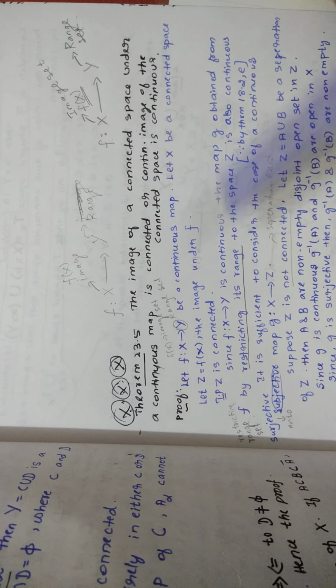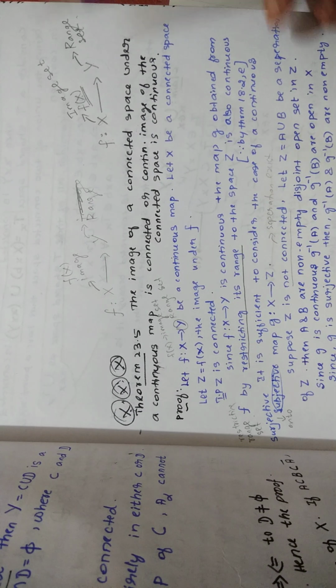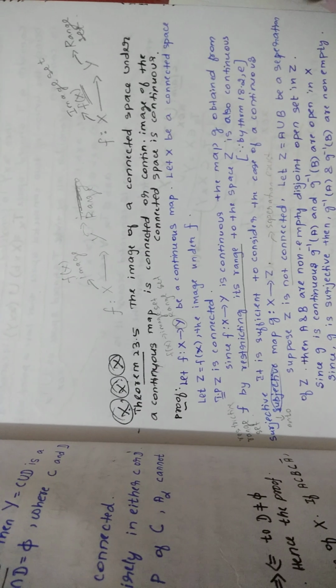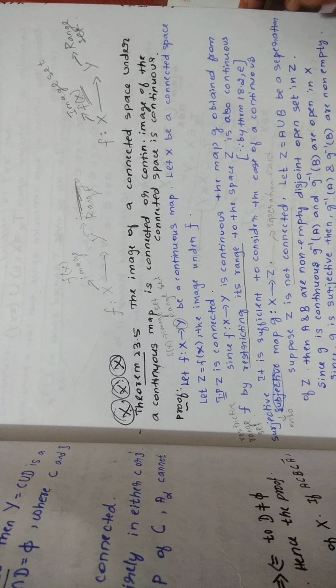I will explain you theorem number 23.5 in this video. Here you can see the statement. The image of a connected space under a continuous map is connected. This is what the statement says.